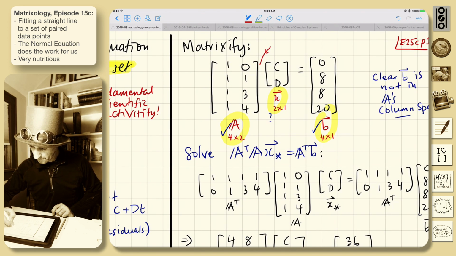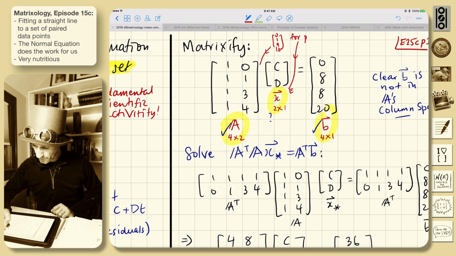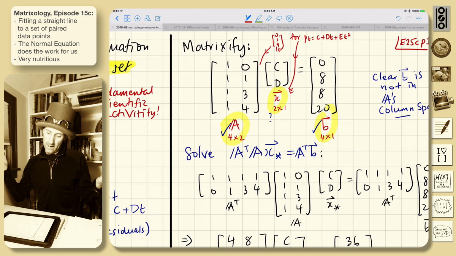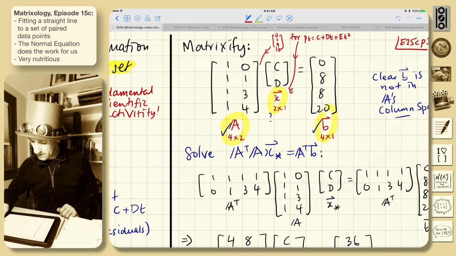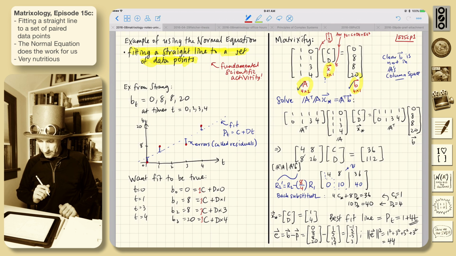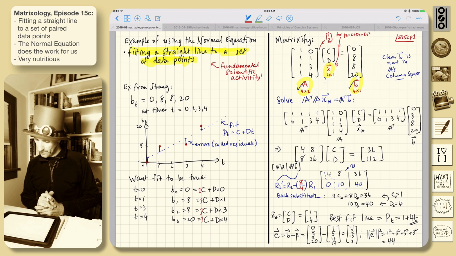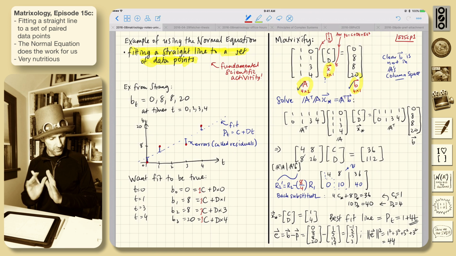So if we had an E here, and this would be 0, 1, 9, 16. This is for P of t equals C plus dt plus Et squared. It's just sort of a side note, right? So that we would have another piece in here. And you could do anything. I should say p of t equals sine of something. You could do anything you wanted, as long as you've got some variables here, and we can set it up into an Ax equals b problem. We know all about it.